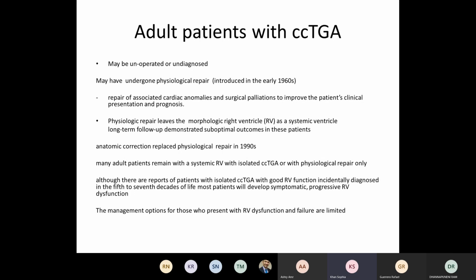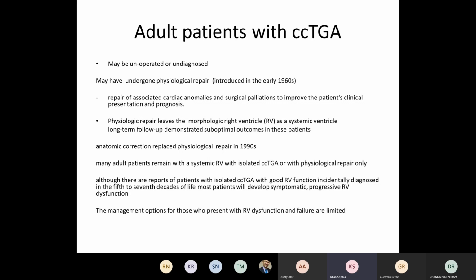From about 1960 onwards, I think if a patient was known to have ccTGA, they would undergo some degree of surgical palliation, but they wouldn't have an anatomical repair, like now we might do a double switch, restoring the morphological left ventricle to be the systemic ventricle. With a physiological repair, which was the first type of surgery done, the issue is that your systemic ventricle is going to be your morphologically right ventricle, and that's just not an ideal situation, which is what we'll go into a bit more.